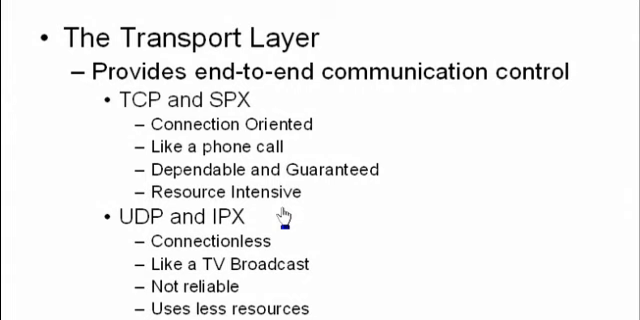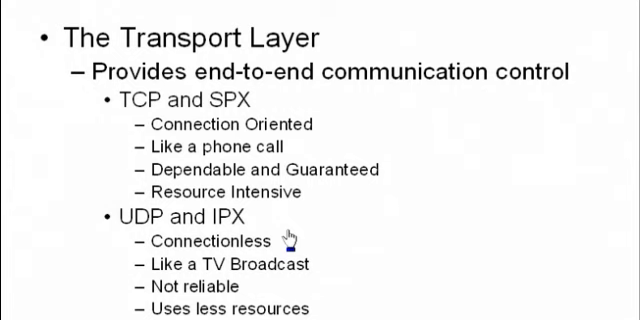UDP and IPX provide for connectionless communication. IPX is actually at the transport layer, as well as performing at the network layer to provide for addressing. But UDP, User Datagram Protocol, is used primarily with TCP/IP related applications that don't necessarily need to have acknowledgments. As we said, a video would be one of those types, or perhaps DNS that's constantly communicating with other DNS servers, and if this one doesn't get through, the next one will.